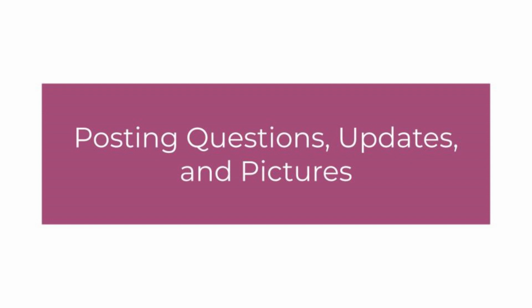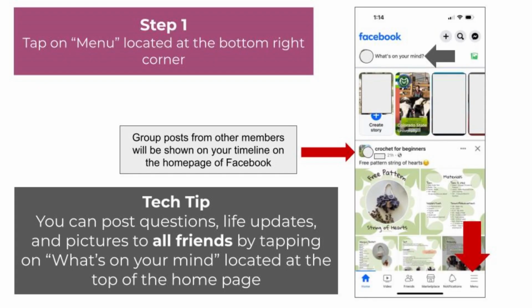Next, we will learn about how to post questions, updates, and pictures to a group. When you post something, all group members will be able to see it and respond to the post. In this video, we will take a look at how to post within a group, but if you want to post questions, life updates, and pictures to all your Facebook friends, tap on What's on Your Mind, located at the top of the homepage. Posting to your friends and posting to a Facebook group is nearly the same process.